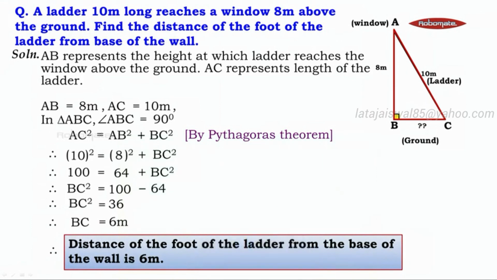Therefore, the distance of the foot of the ladder from the base of the wall is 6 meter, and that is the sum. Wasn't it easy? Simple, right?